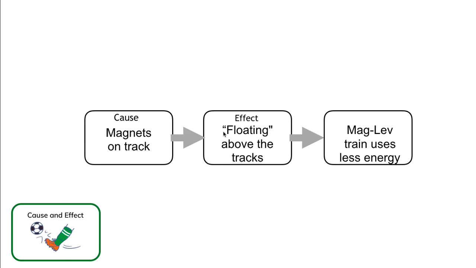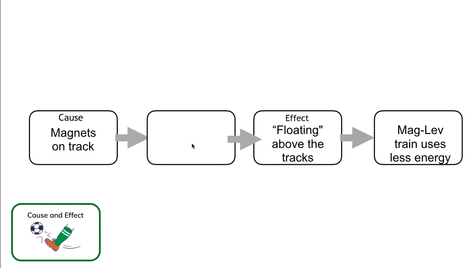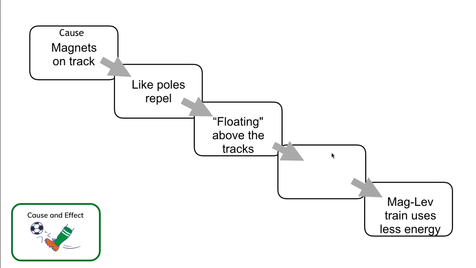But how do the magnets cause it to float? We can add another box, a deeper level of understanding. And we know that in magnets, like poles repel. But then we want to know how specifically does floating above the tracks enable a train to use less energy? We add another box and we can fill it in by saying that there is less friction. You can keep adding more boxes to get a deeper and deeper level of understanding. And now cause and effect is not just a simple two-box statement, it's an entire chain. So let's see if we can help students fill in the boxes for our maglev trains.